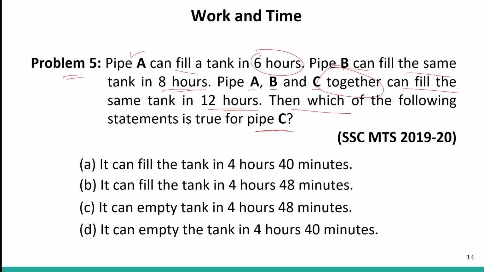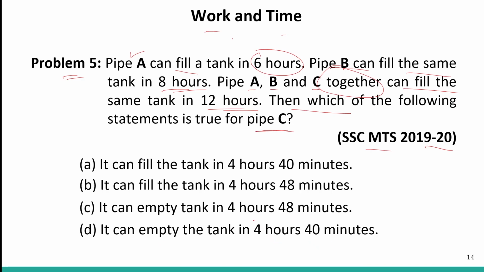Okay, this is also a pipes and cisterns problem, but it also has a crucial role in this topic, that is work and time. So this question has been asked in the SSC MTS 2019-20 paper. Option A tells us that it can fill a tank in 4 hours 40 minutes. Option B tells us that it can fill the tank in 4 hours 48 minutes. Option C tells us that it can empty the tank in 4 hours 48 minutes. And option D tells us that it can empty the tank in 4 hours 40 minutes.